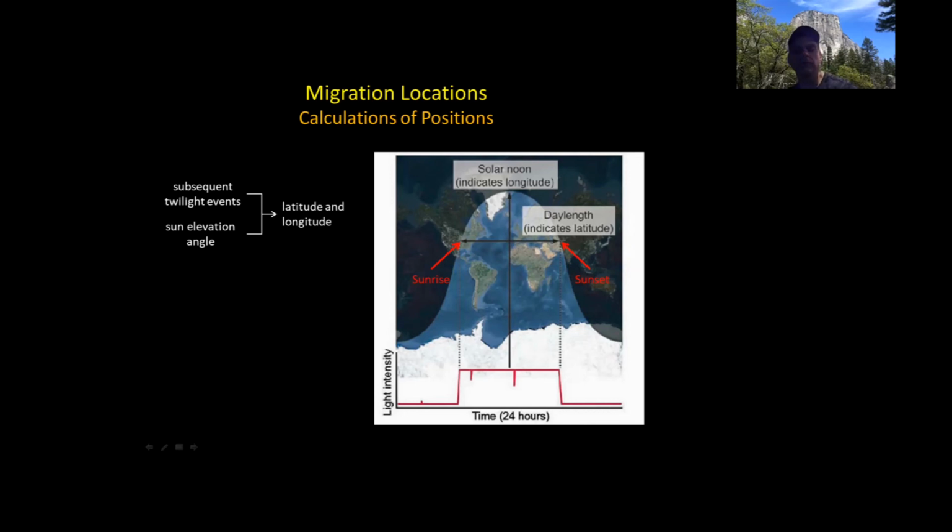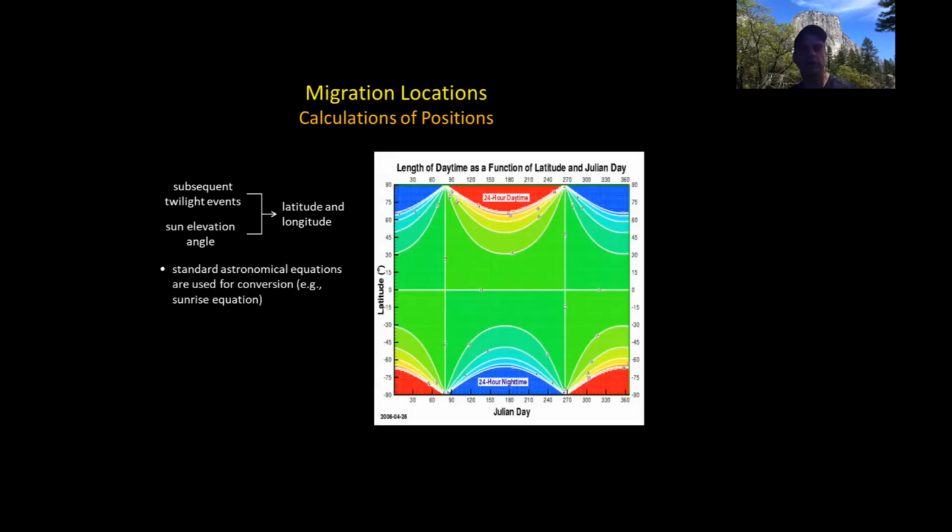So day length gives you latitude, solar noon gives you longitude, and there are standard astronomical equations used for converting subsequent twilight events and sun elevation angles to latitude and longitude. So here's an example of a graph that's derived from sunrise equations that gives you day length. Suppose we're at about Julian day, right now, about 120.